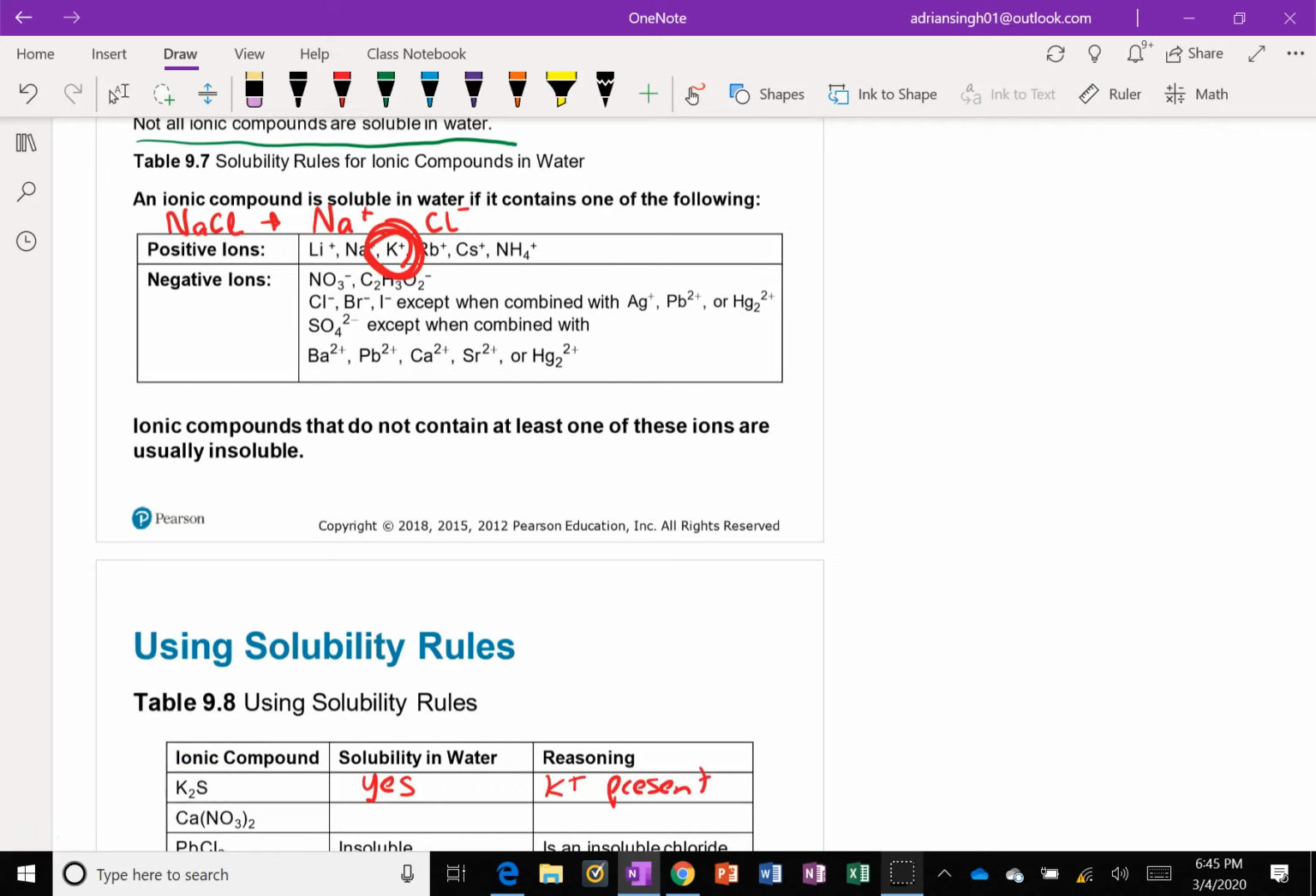What about Ca(NO3)2? Raise your hand. Should it be soluble or insoluble?